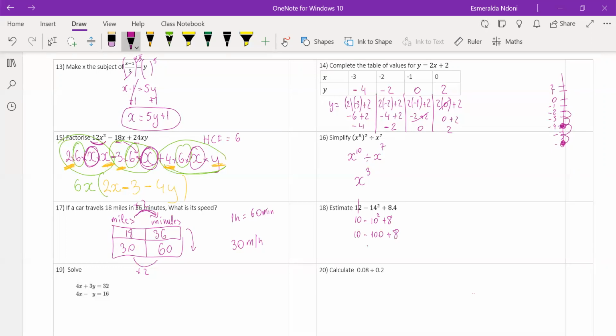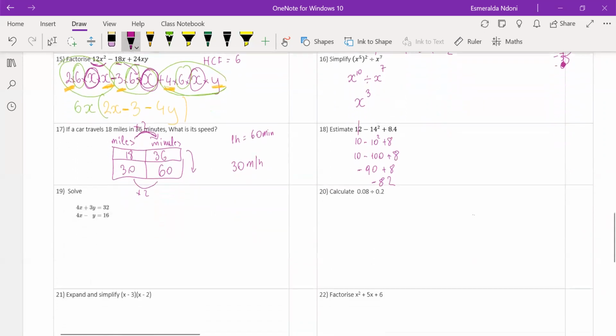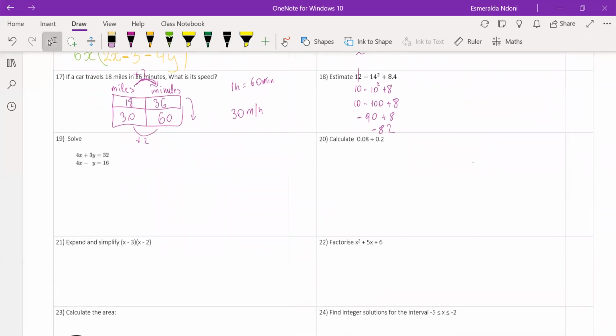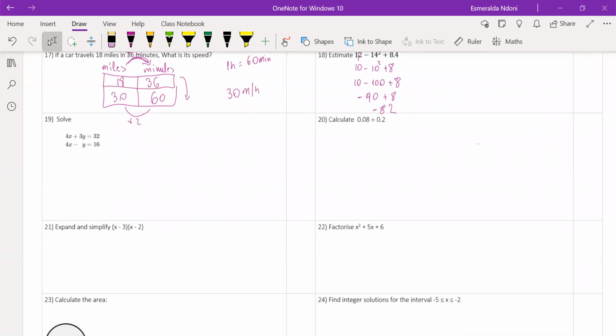10 take away the 100 is 90, negative 90, plus 8, and the answer is negative 82. As simple as that. Number 19, solving with the same equation. We know it's a same equation because you have 2 equations and 2 unknowns. Okay, so let's get going.